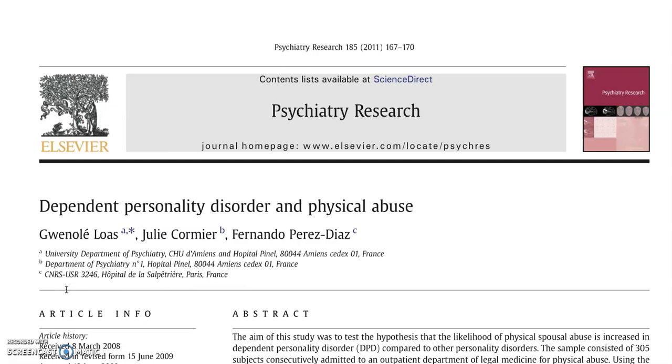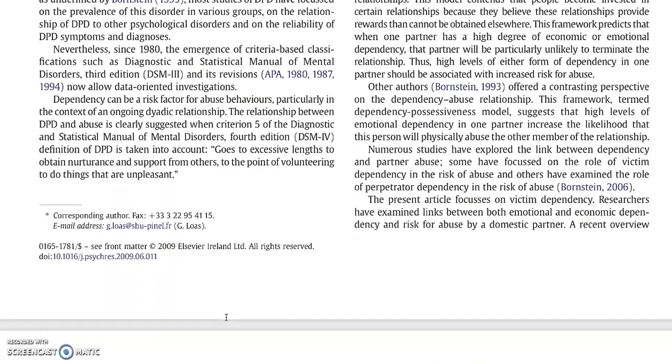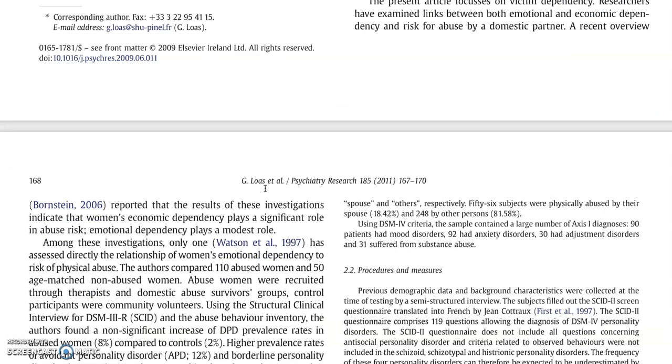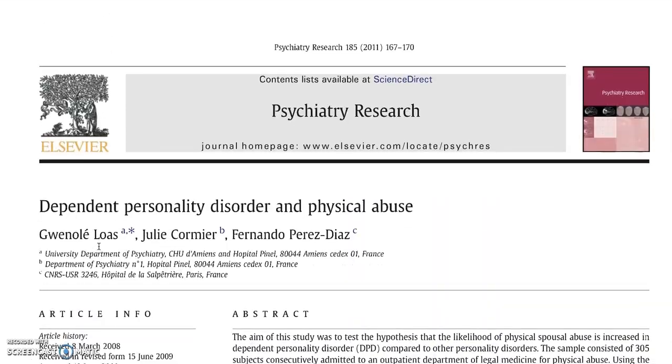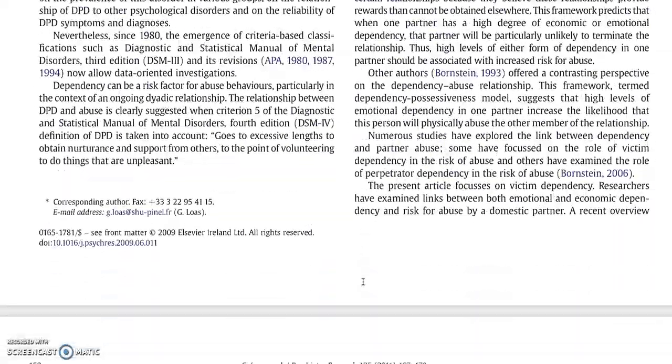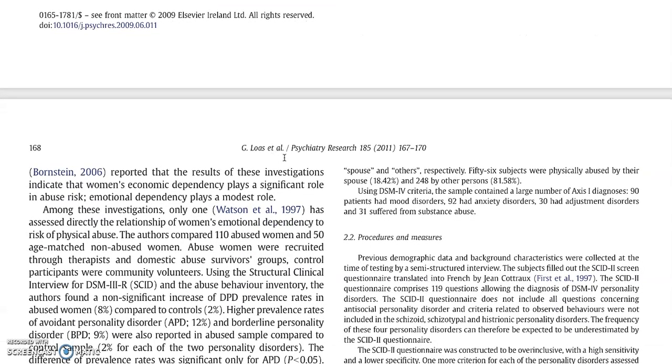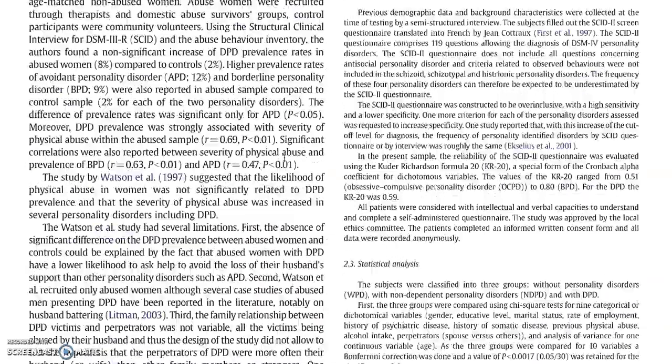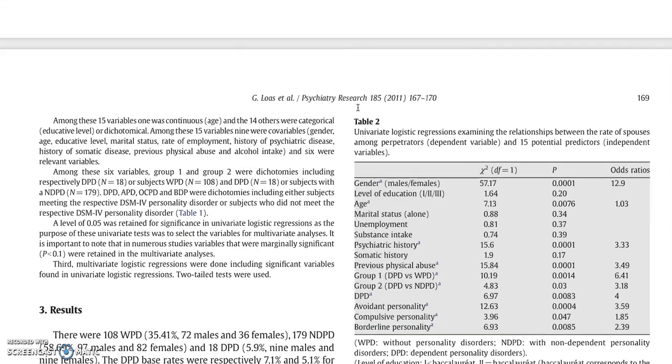Now, when we look at the names of the authors on the next page, we can see G. Loas et al. That is Loas, the last name of the first author. The G is the initial of the first author. And et al. means and others. Rather than put all of the names again, they just list the first author and then and others. The et al. is actually Latin, meaning and others. So you'll see, if you scroll down, each page of the article has that same information.